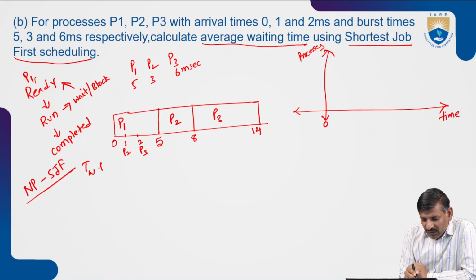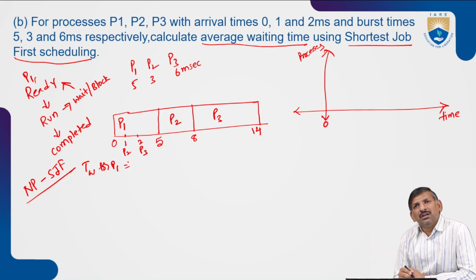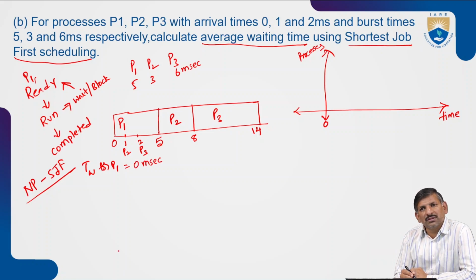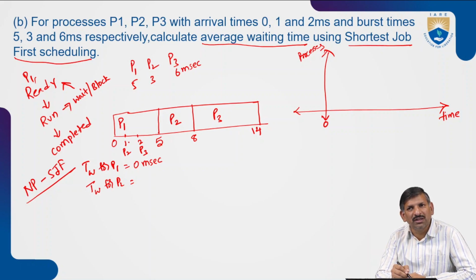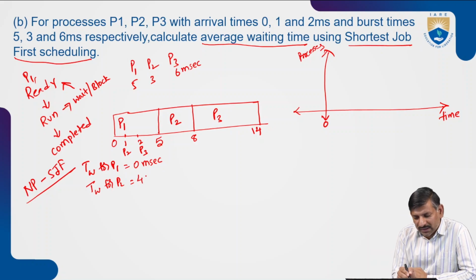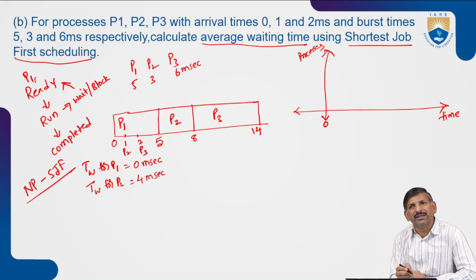First, the waiting time for process P1. P1 entered the ready state at the time of 0, and it is scheduled for execution immediately. So waiting time is 0 milliseconds. Next, the waiting time for process P2. Process P2 entered the ready state at the first millisecond, and its execution started at the 5th millisecond. So how much time is it waiting? 4 milliseconds it is waiting in the ready state to get the CPU.